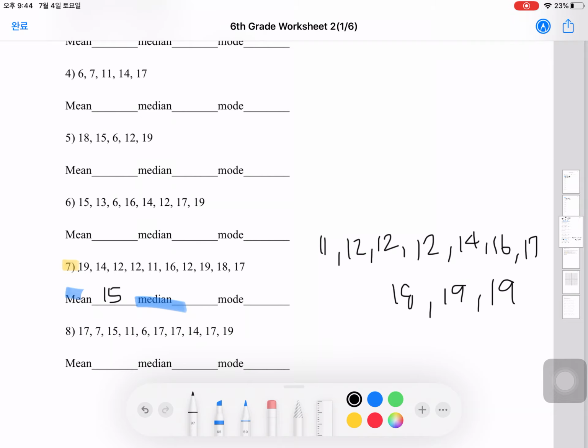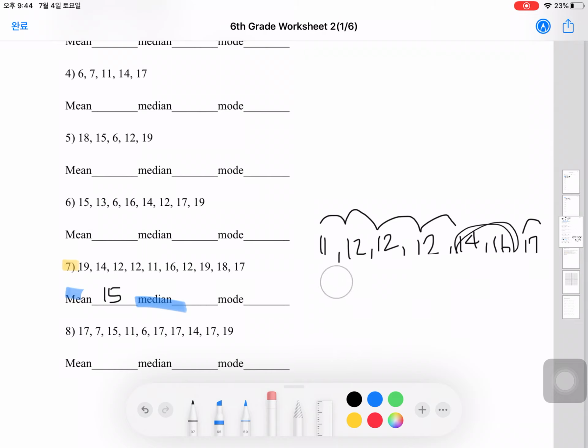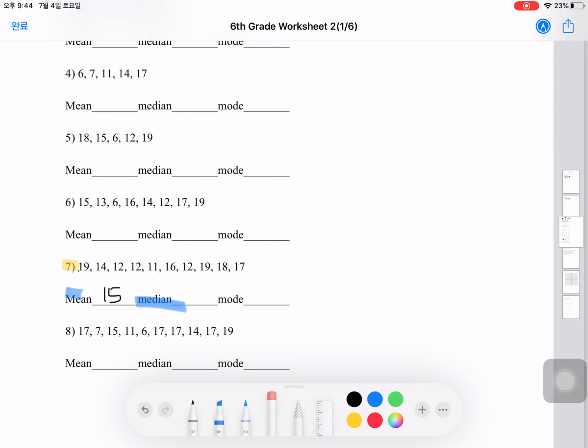So, we can see that there are 1, 2, 3, 4, and 1, 2, 3, 4 here. So these two numbers are in the middle. Now, since there are two numbers in the middle, how do you know which ones are actually the median? That's easy. You just have to add these two and divide it by 2.